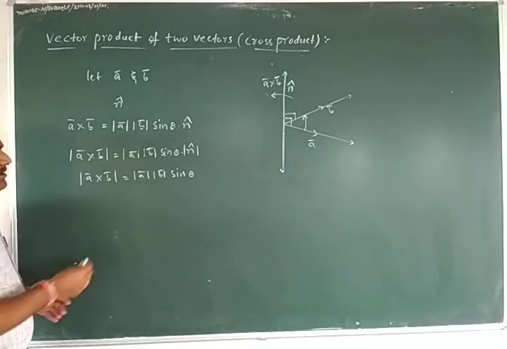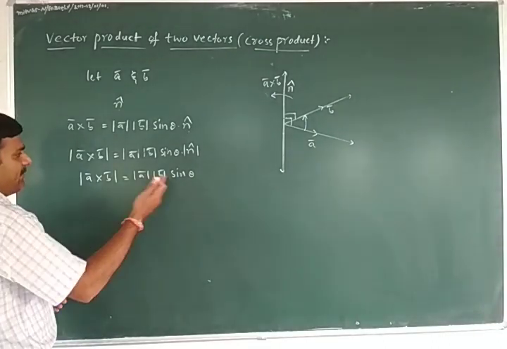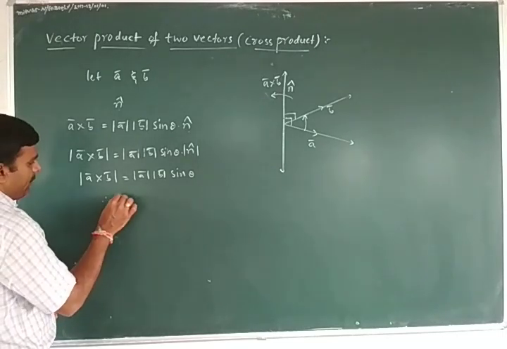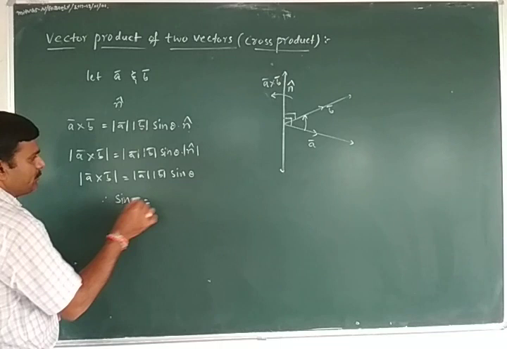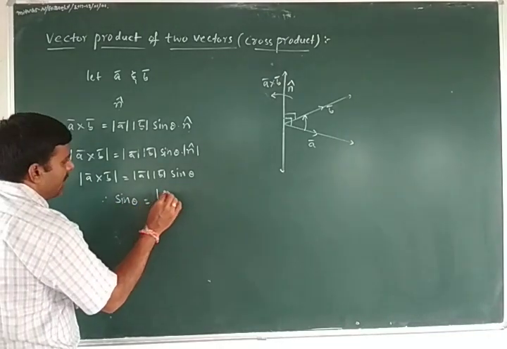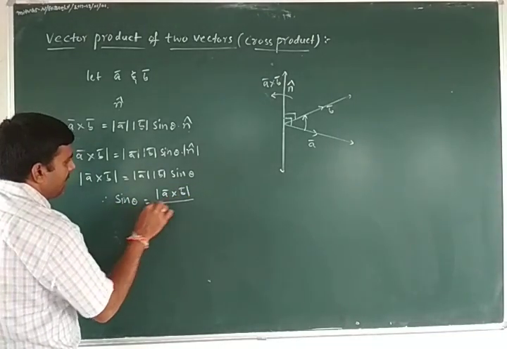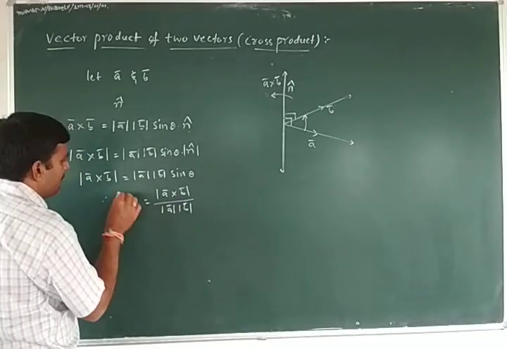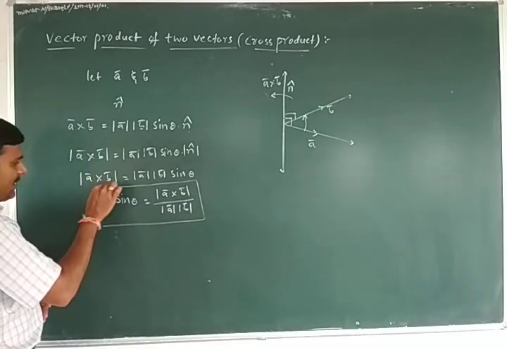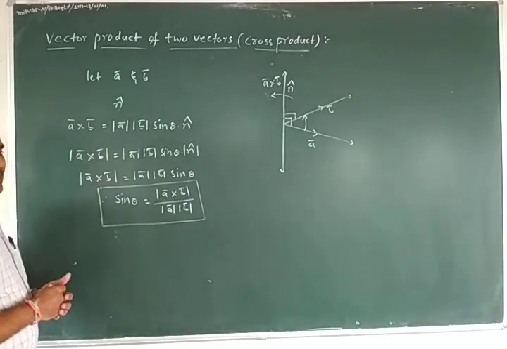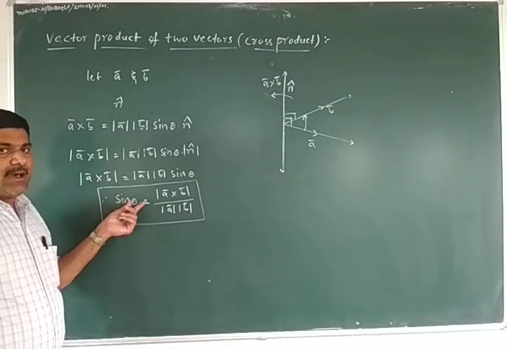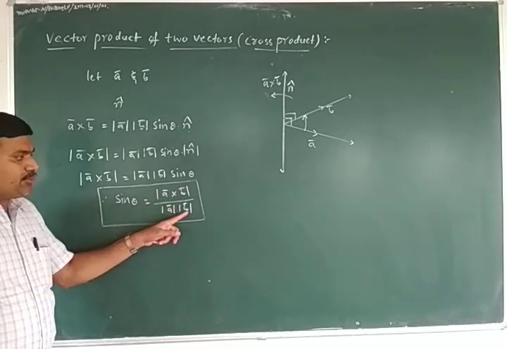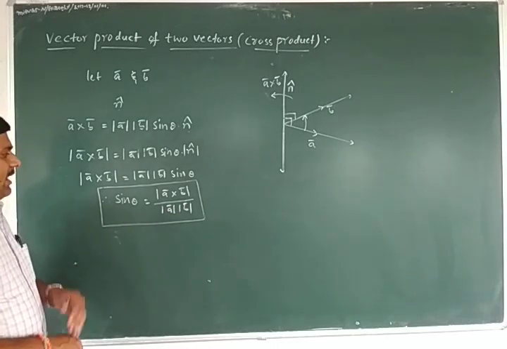From this we can derive sin theta, where theta is the angle between the two vectors A bar and B bar, when A bar and B bar are given. Therefore sin theta is equal to mod A bar cross B bar divided by mod A bar into mod B bar.